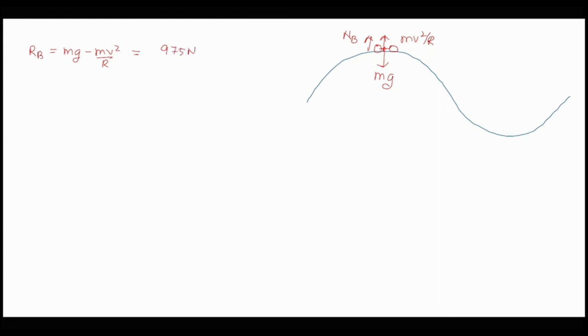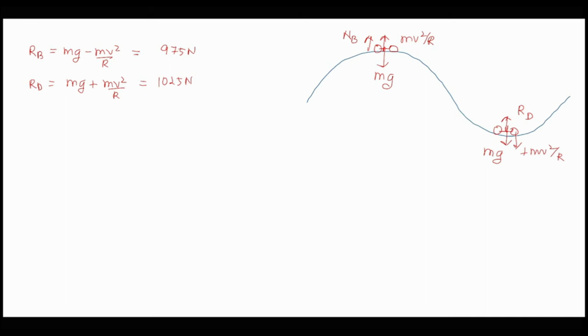Now at the point D over here, the weight of the cyclist, that is mg, is in this direction, and so is the value of mv square by r. So the reaction force will act in the upward direction, which is equal to RD, and the reaction force RD can be written as mg plus mv square by r. And for this we obtain a value equal to 1000 plus 25, that is 1025 Newton.